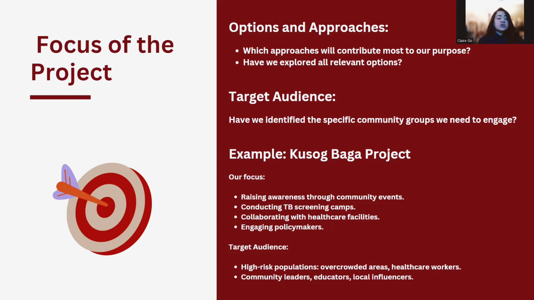Now let's apply this to our Kusog Baga project. Our focus includes raising awareness through community events, conducting TB screening camps, collaborating with healthcare facilities, and engaging policymakers. Our target audience comprises high-risk populations such as those in overcrowded areas and healthcare workers, as well as community leaders, educators, and local influencers. By defining our purpose, by defining our focus and identifying our target audience, we can align our efforts effectively to address the needs of those most affected by tuberculosis.